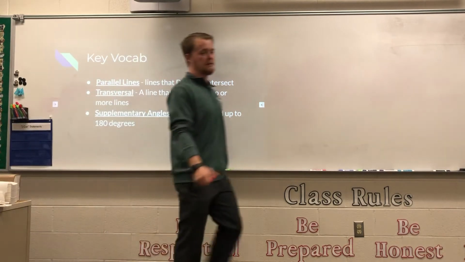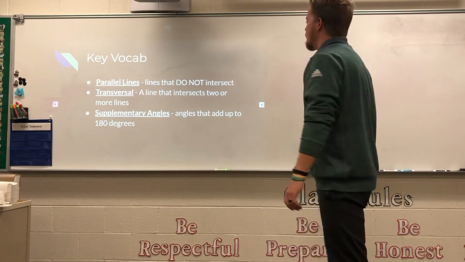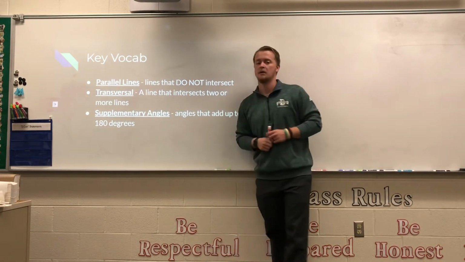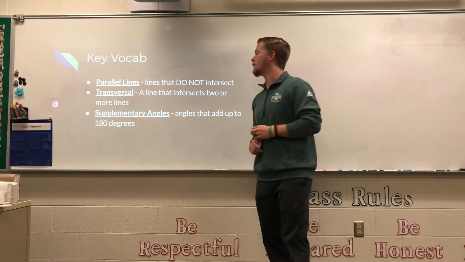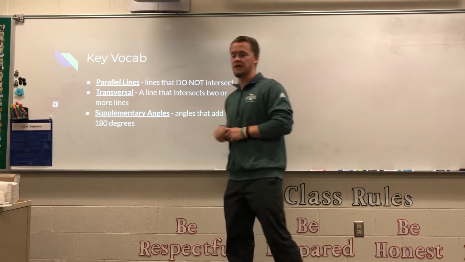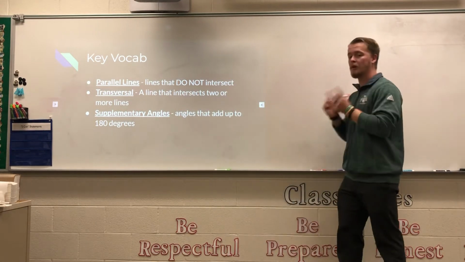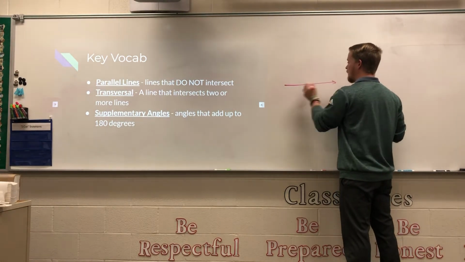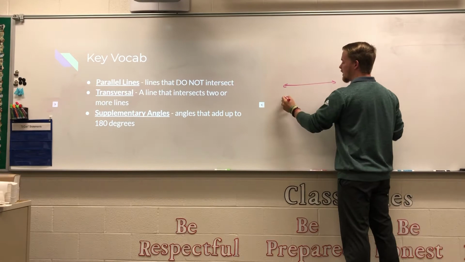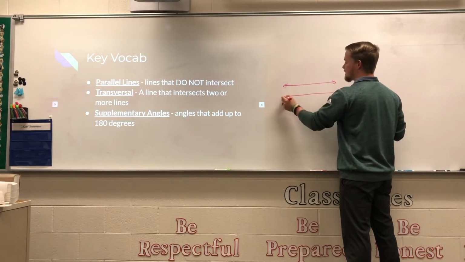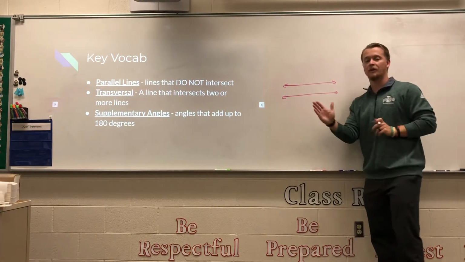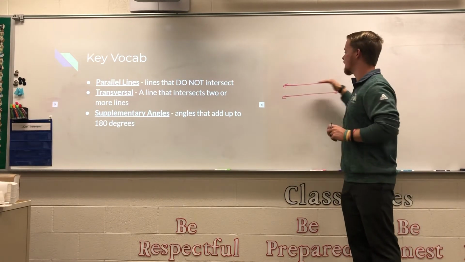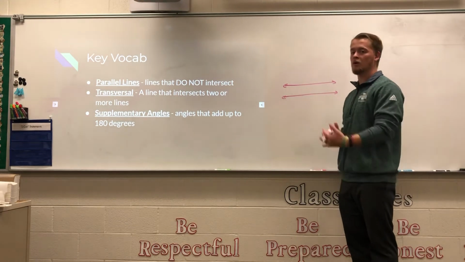So again, take a second, pause this video, and write this down. The first term is parallel lines. You should have heard of parallel lines before. They are lines that do not intersect. Remember, lines go on forever, so those are the ones that have arrows on the end. Parallel lines are ones that even when they extend forever, they will never intersect one another. Kind of like these, if they're extended forever, they will never cross one another.